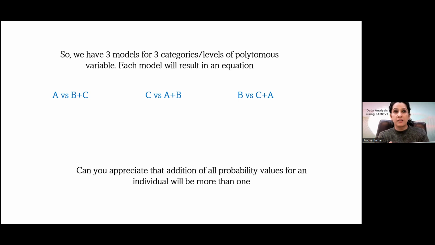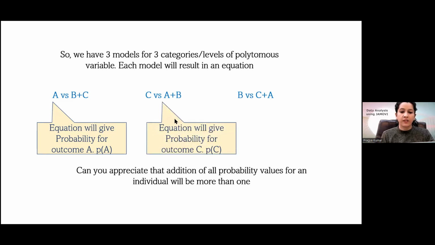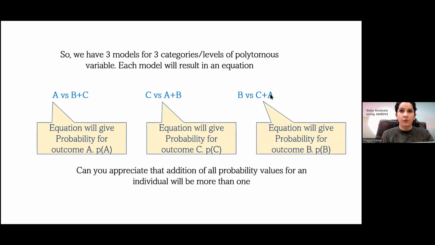Similarly here, you have got 3 models, but what will happen? You will have one equation that gives the probability of outcome A, taking the reference B and C together. In the second model, it will give you the probability of outcome C, taking the reference of A and B together. And in the third one, it will give you the probability of B, taking the reference of A and C together.